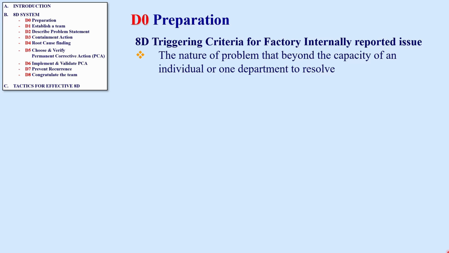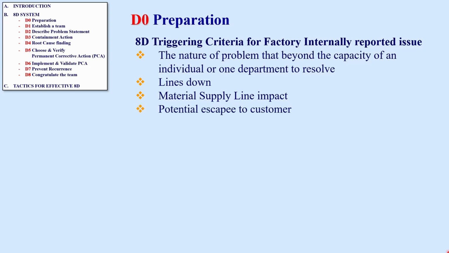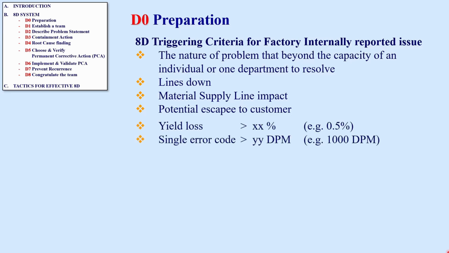be formed. The second criterion is when there is a potential line down situation. The third criterion is related to a material issue which might cause discontinuity of material supply. The fourth is when there is a potential escapee to the customer. Next is when the yield loss or single error code DPM is more than a certain threshold.